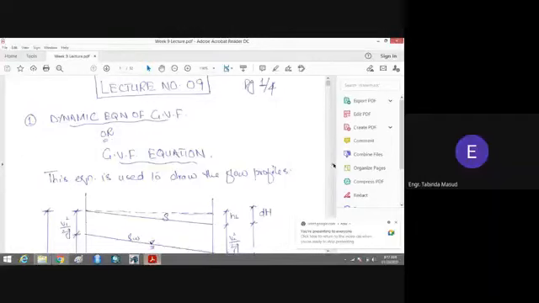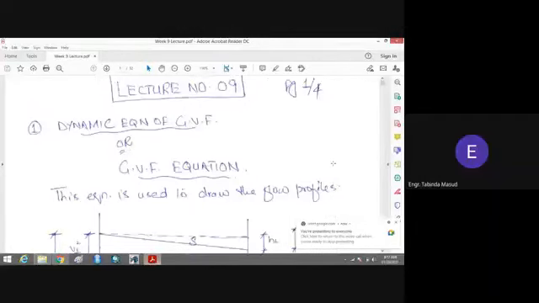Bismillahirrahmanirrahim. We are going to start the dynamic equation of gradually varied flow, which is also known as the gradually varied flow equation. Actually, the topic which we are going to study is the water surface profiles. What are the water surface profiles, how are they drawn, and what is the importance of the water surface profiles? In order to discuss the water surface profiles, we are going to understand and derive this equation, which is known as the dynamic equation of gradually varied flow.